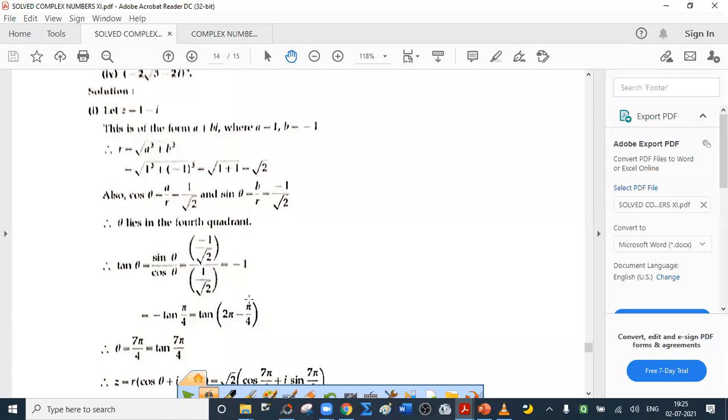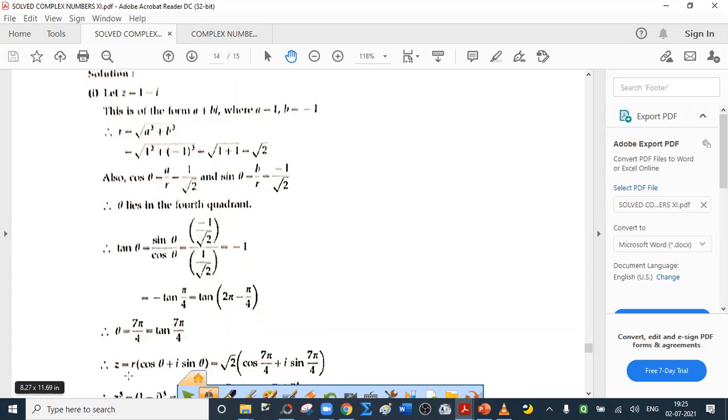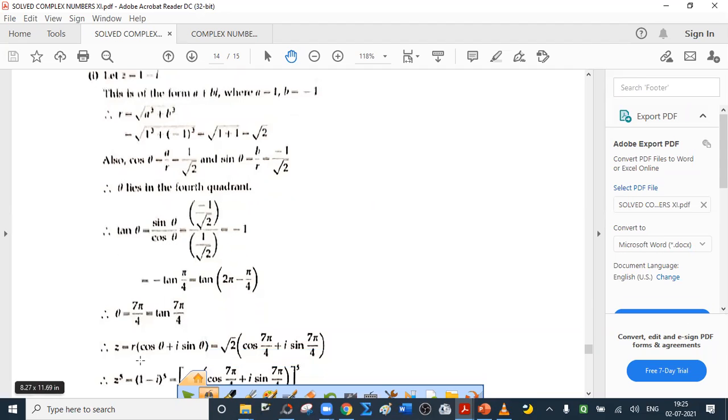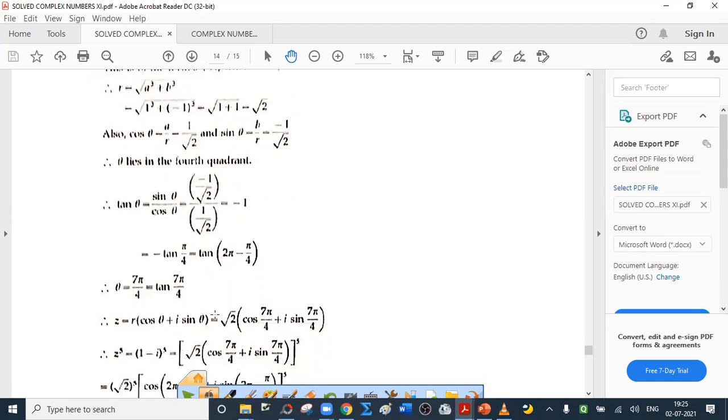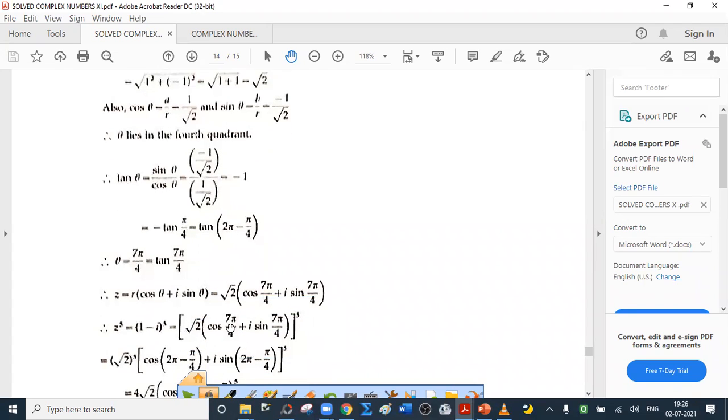Again, I'm repeating that. We'll be doing this in the topic trigonometry, but I hope you can appreciate this. In the fourth quadrant means what? The angle is more than 270 degrees, but less than 360 degrees. If you want, you can convert this into degrees, 315 degrees. Okay. Now what is z? It is r into cos theta plus i sin theta. I hope you remember this polar form. So root 2 (cos 7 pi by 4 plus i sin 7 pi by 4).